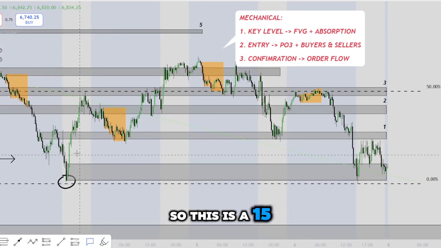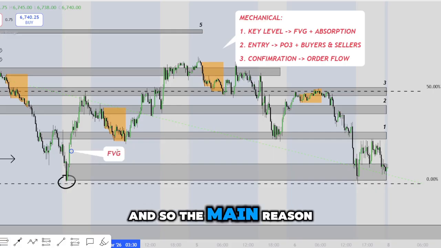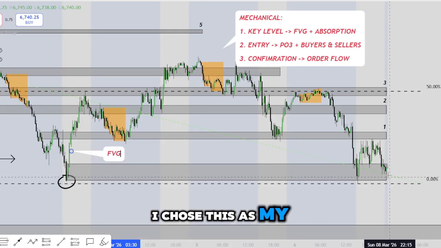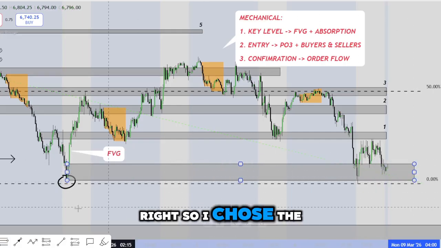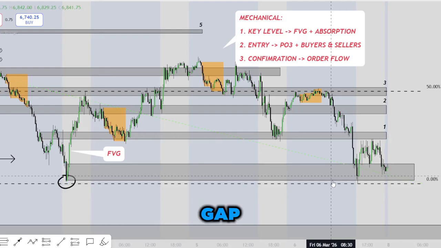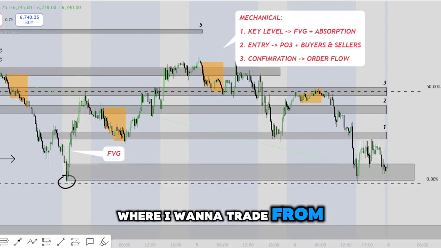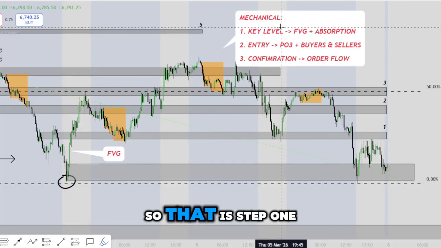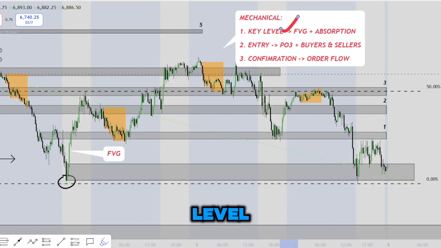So this is a 15-minute FVG. And so the main reason I chose this as my key level, just like this, right? So I chose the candle before the fair value gap. This is my key level where I want to trade from. So this is step one, right? So that is step one. So we've got our key level.